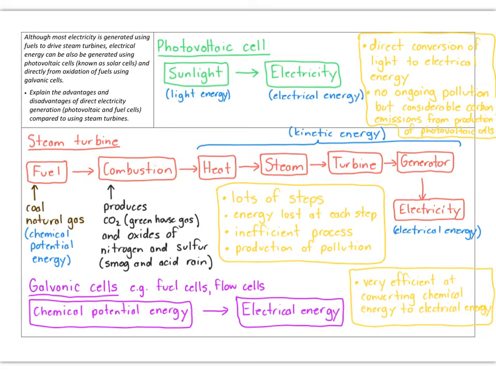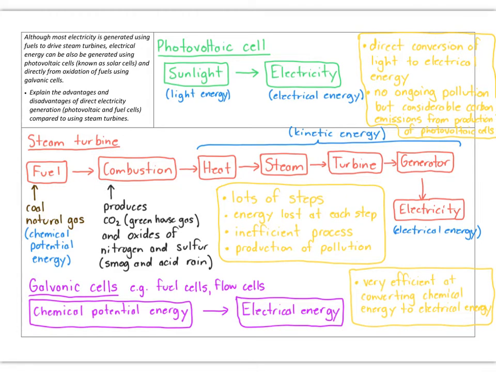The other type that we need to look at is the galvanic cells, which includes things like fuel cells that I'll talk about in a minute, and flow cells, which I'll also talk about in a minute. They take chemical potential energy and convert it straight to electrical energy. So they are essentially how a battery works. Obviously we have problems with a battery in that it won't last forever and it goes flat.